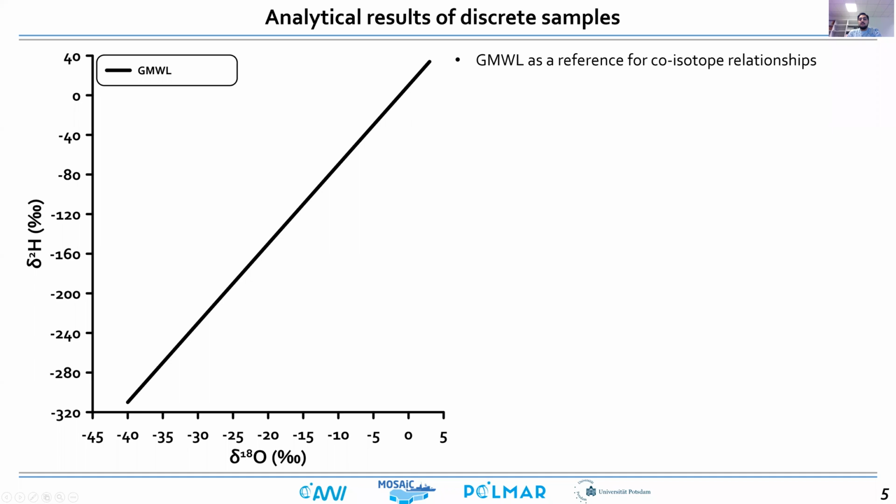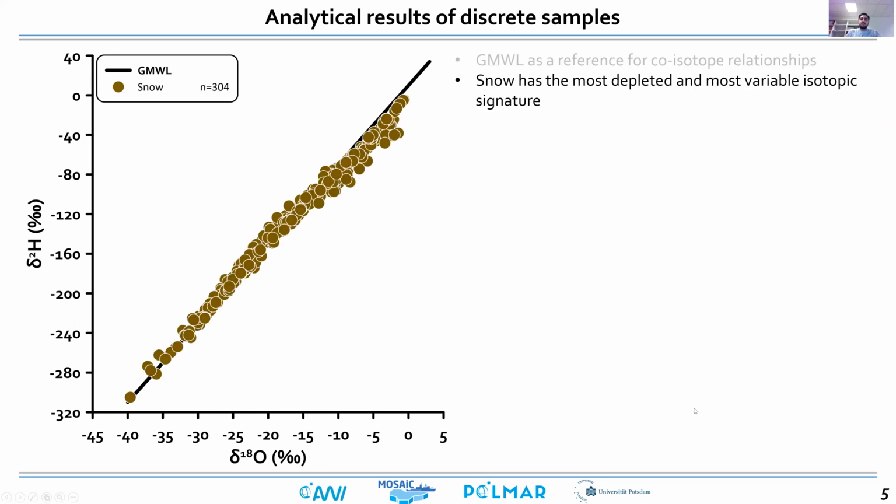So first, on a co-isotope plot, I will show that. And here I have used the global meteoric water line just as a reference to see how different sample types plot around this line, although I know that these samples are not really meteoric samples by definition, or at least not all of them. So first with the snow, we observed the most depleted values, and they were also the most variable isotopic signatures.